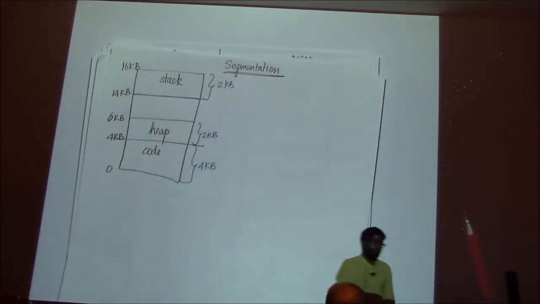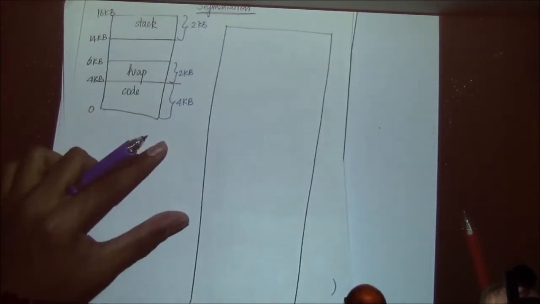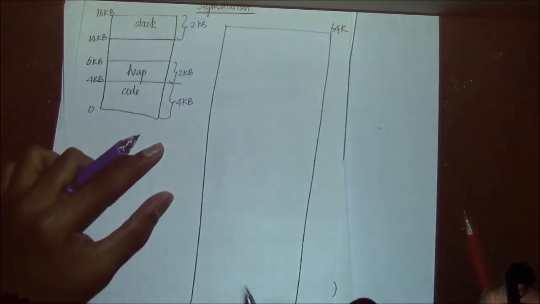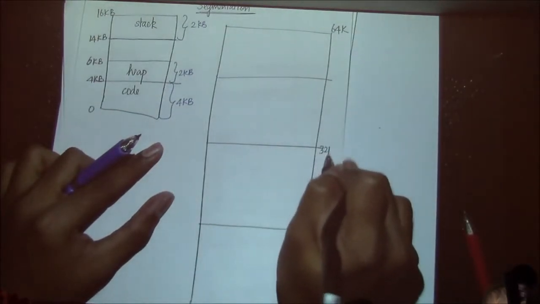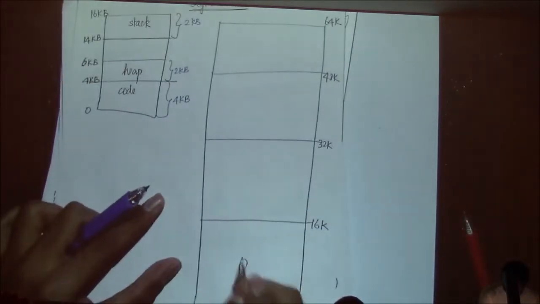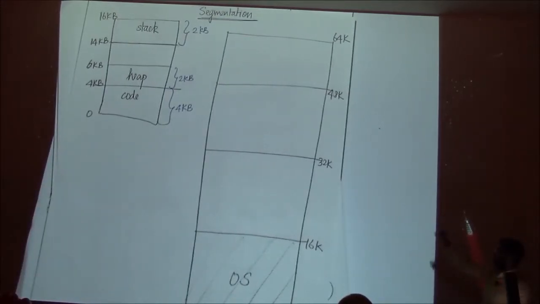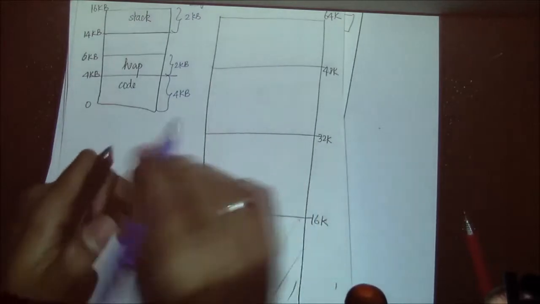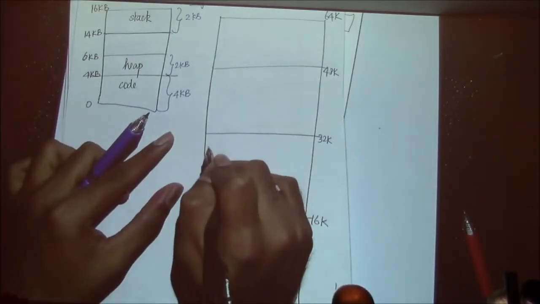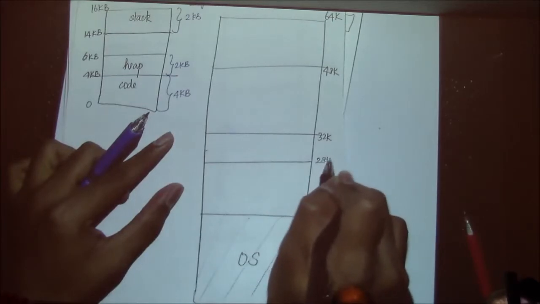If this is the setup we're having, let's assume the same physical memory setup that we had. Again, we are assuming physical memory runs from 0 till 64K. Divide this into 4 equal parts: 16K, 32K, 48K. And the OS occupies this particular region, so it's reserved. In this setup, the question we are trying to ask is, can we place the code somewhere here, starting at address 28K?